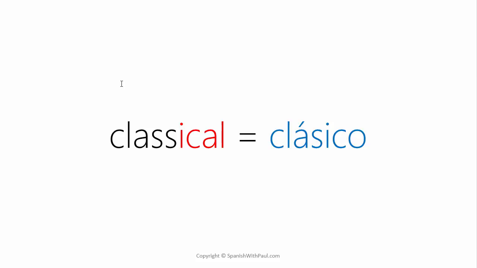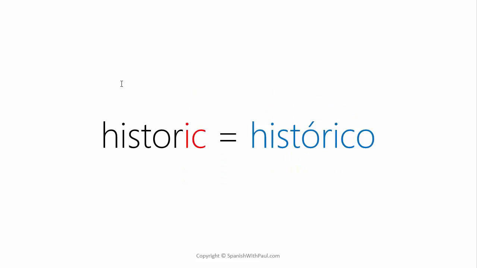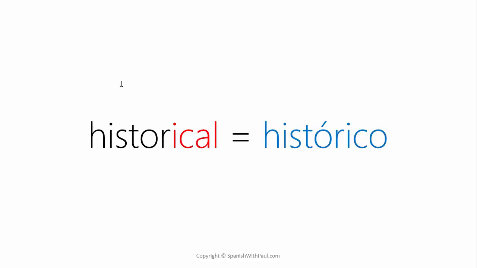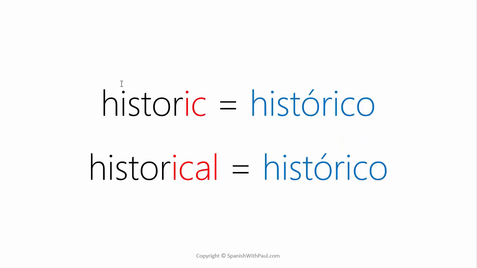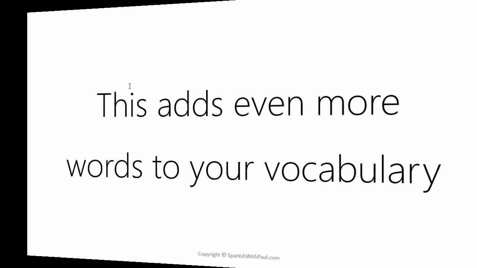So a curious thing happens here. As you can see, we have the word classic going to clásico, but also the word classical going to clásico. In Spanish, it's the same thing. They don't have a different word for it as we do in English. Another example might be, say, historic. So we learned in the last video how that would go to histórico, but historical would also go to histórico. So once again, we have historic going to histórico and historical going to histórico. So this adds even more words to your vocabulary.